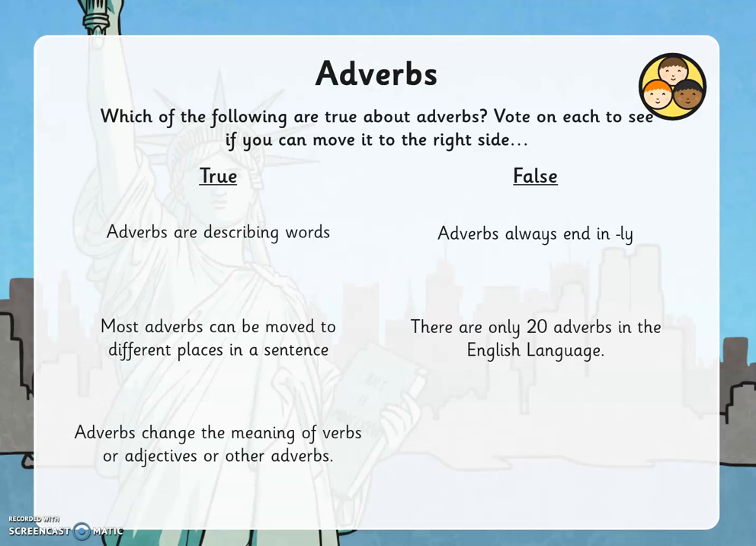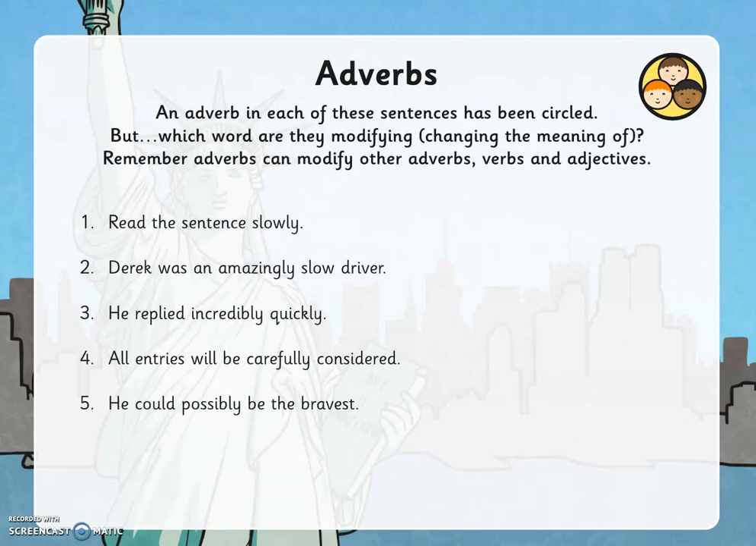Adverbs change the meaning of verbs or adjectives or other adverbs. They do. If I say they're running slowly, they're obviously not running quick. If I say they're running quickly, it changes the meaning of the word running, doesn't it? And you can have more than one adverb in a sentence. So the fact that you can only have one is false, isn't it? An adverb in each of these sentences has been circled, but which word are they modifying or changing the meaning of? So, remember, adverbs can modify other adverbs, verbs, and adjectives. So, read the sentence slowly.